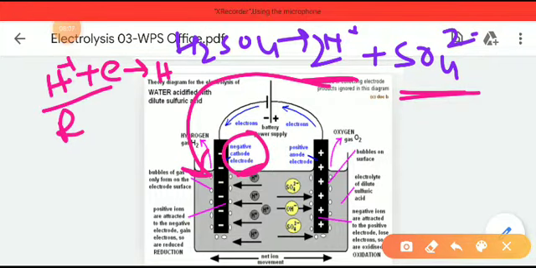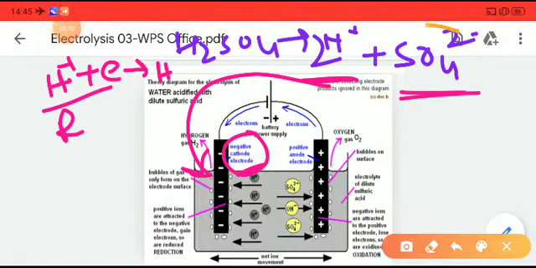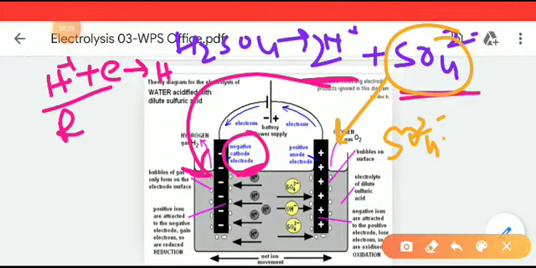Whereas this SO4 2 minus, this anion, will go to the anode, that is the positive anode. By going to the anode, it will lose electrons and become SO2. Okay, so that is how all these reactions are occurring.